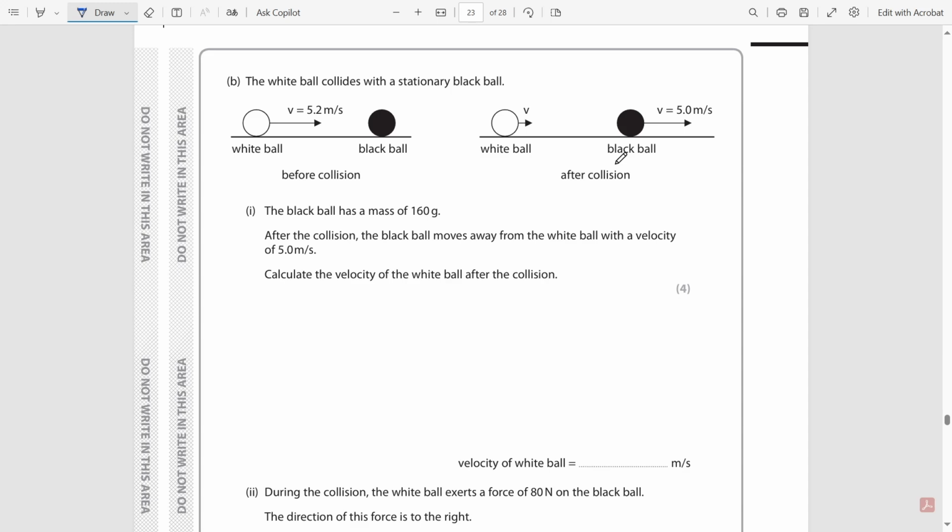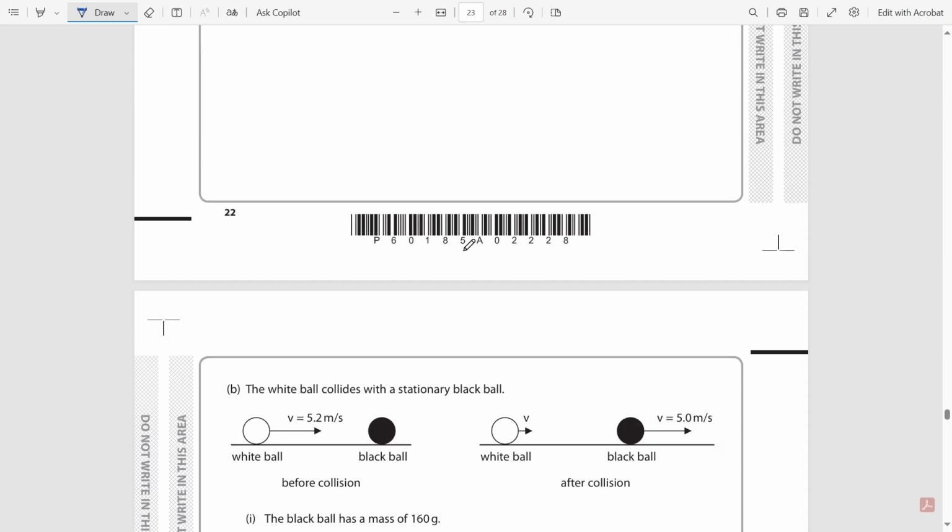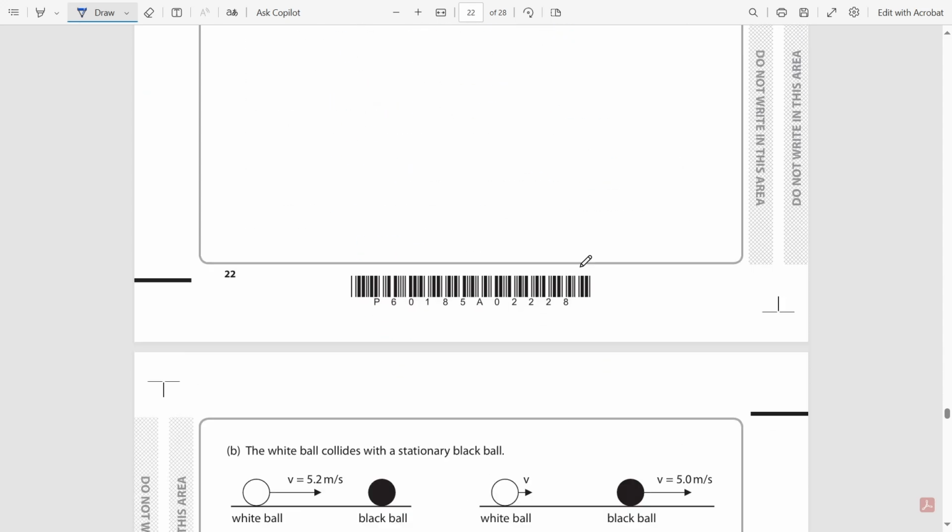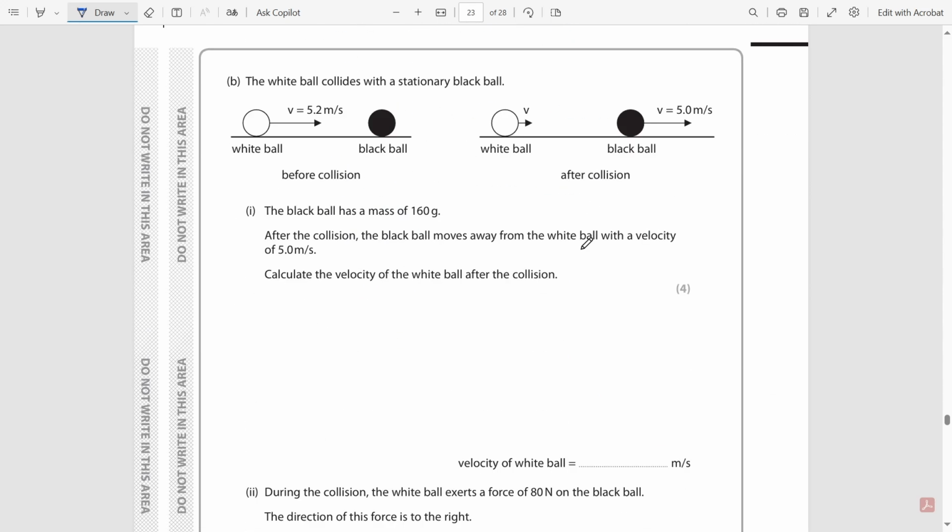The black ball has a mass of 160 grams. After collision, it's the same, right? That's weird that they have different, but okay. After collision, the black ball moves away from the white ball with a velocity of 5.0 meters per second. Calculate the velocity of the white ball before the collision.